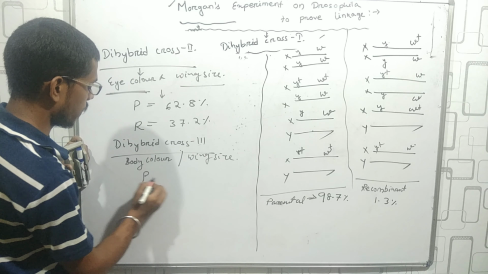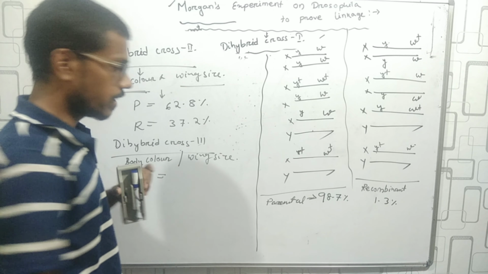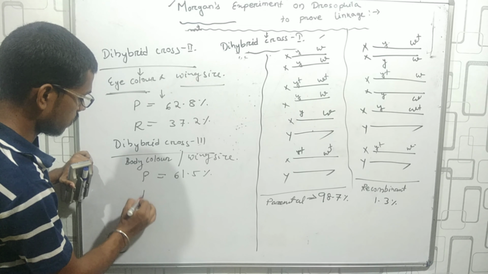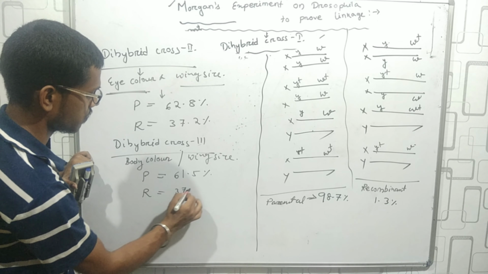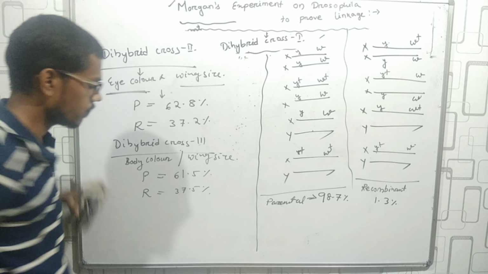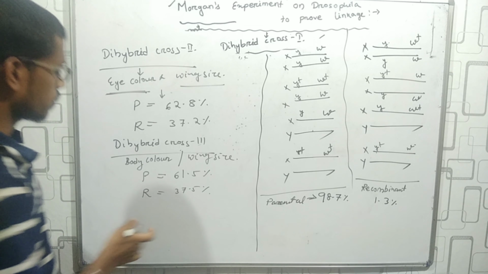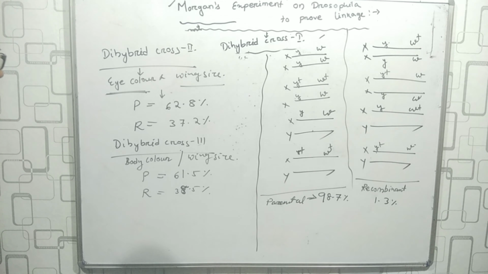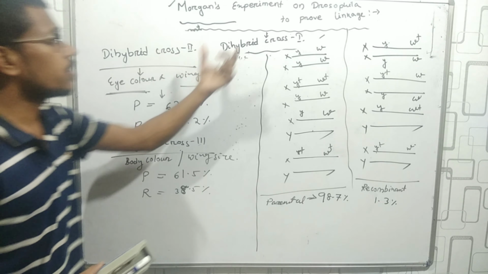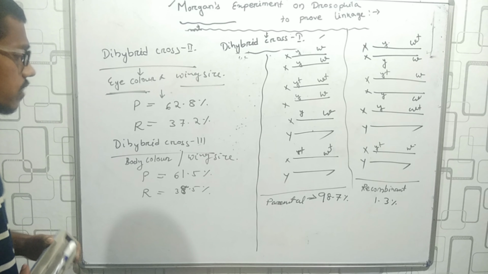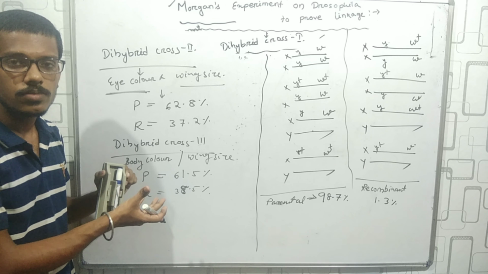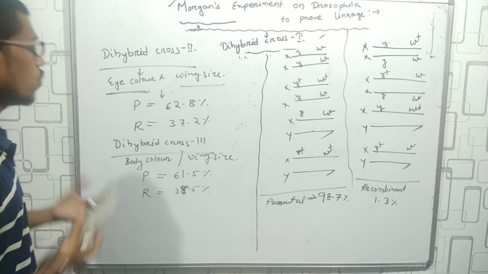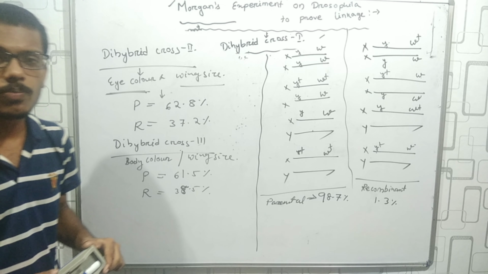Here we got the parental generation, that is 61.5%, and the recombinant generation, that is 38.5%. Okay, so in different hybrid crosses, he found different recombinant percentages. In all these 3 hybrid crosses, Morgan found 3 different recombination percentages.